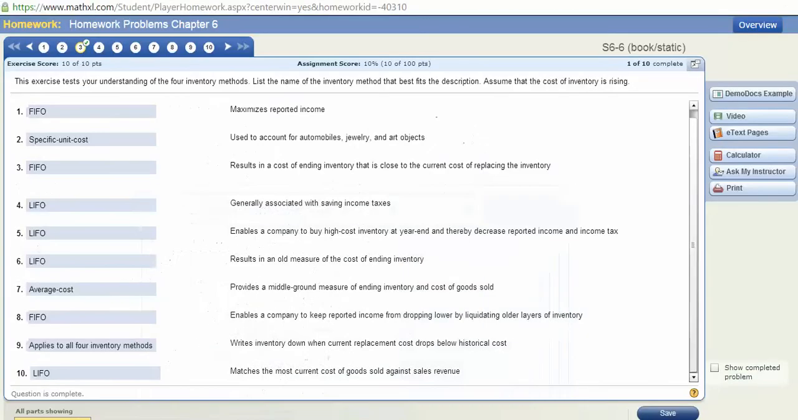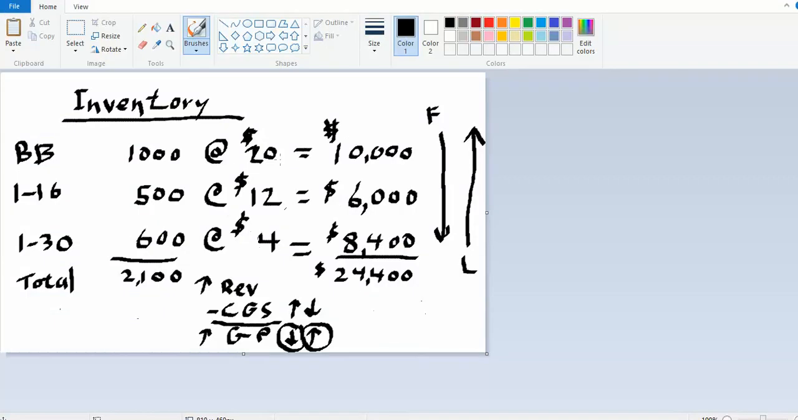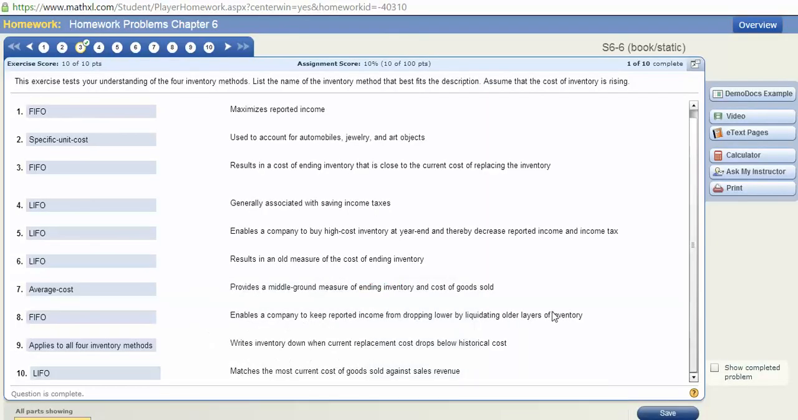So just be flexible, be ready. If you set it out like this and ask yourself, which way does FIFO sell? Which way does LIFO sell? You should be just fine on a problem like this. Practice makes perfect, and that's what I encourage you to do on these. I hope this helps.